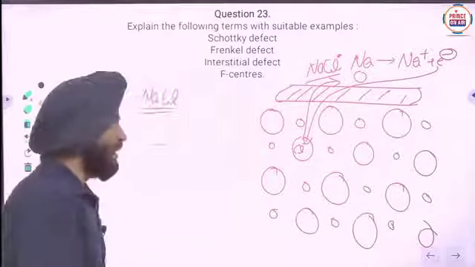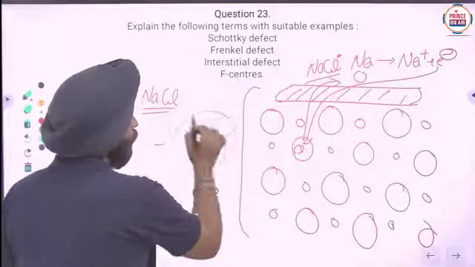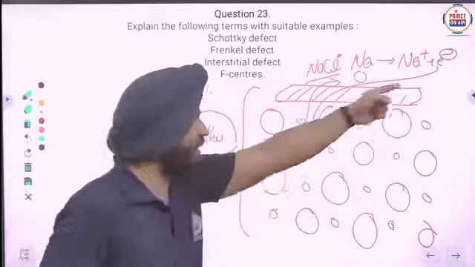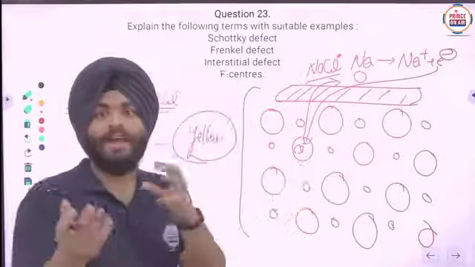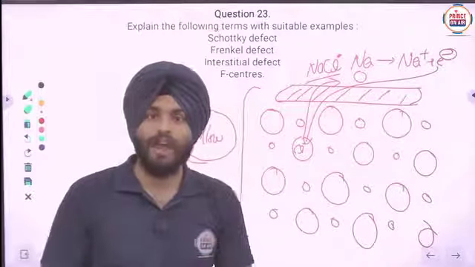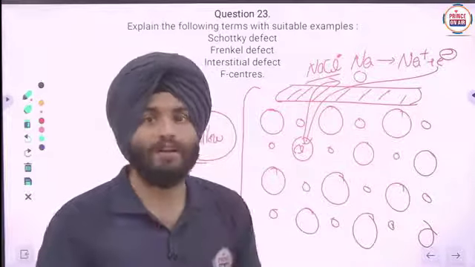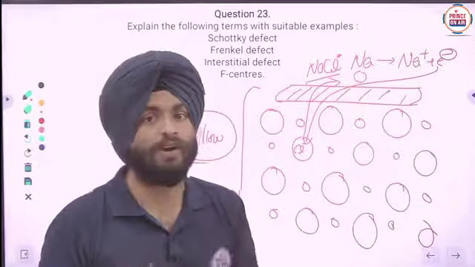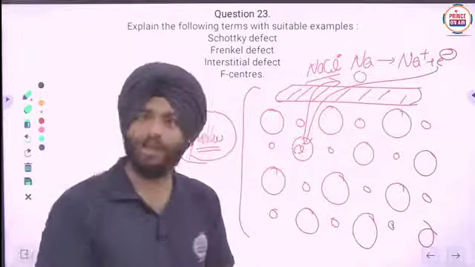Okay. So in that way it will show the yellow color, because that negative electron coming towards that position will gain energy from the outer sources and it will show the excitation, and due to transition of that electron there will be the formation of colors, and that color is yellow in this case. Okay, clear?